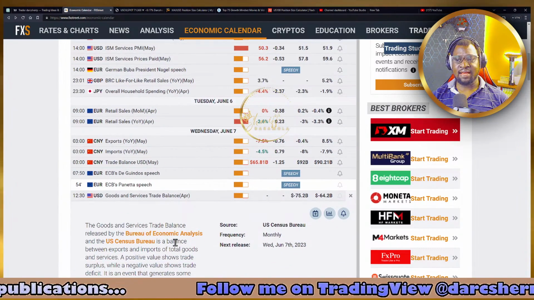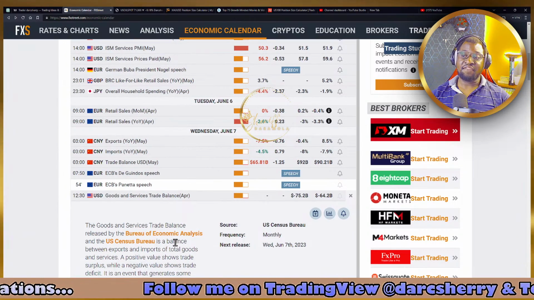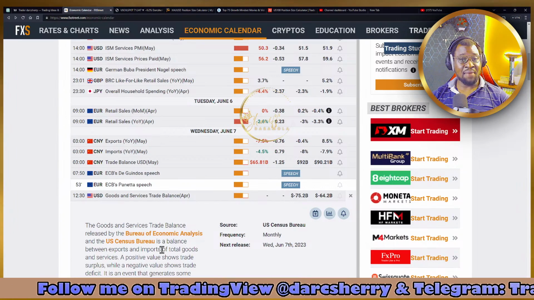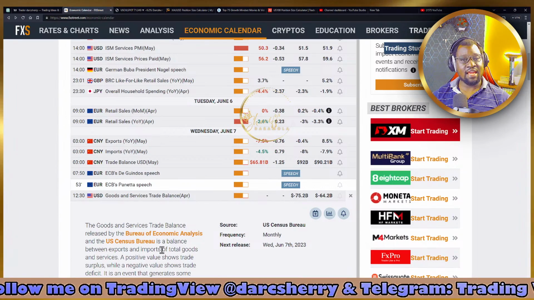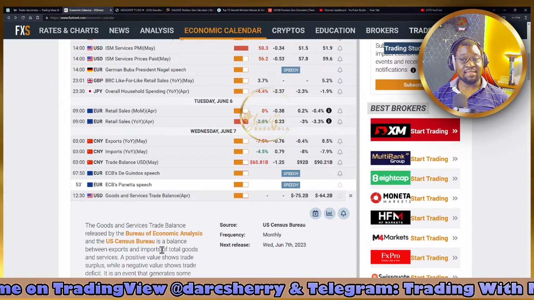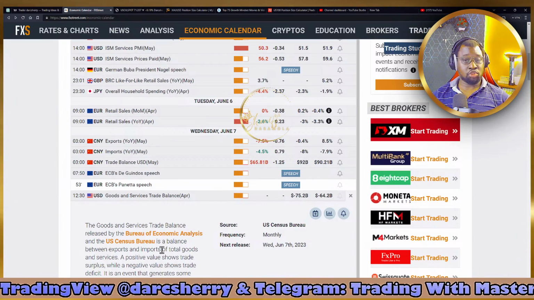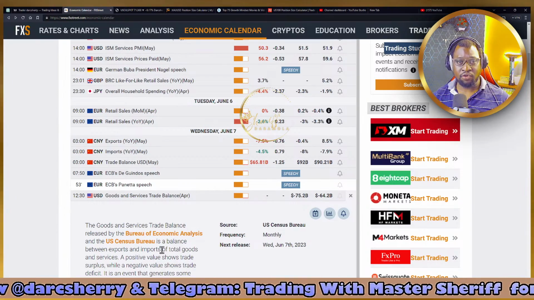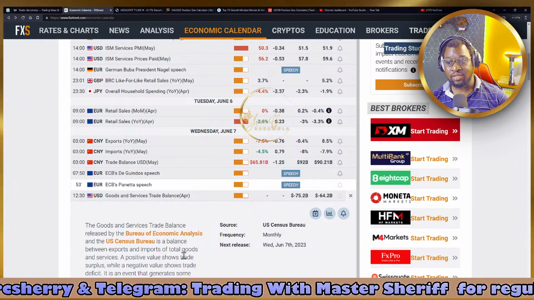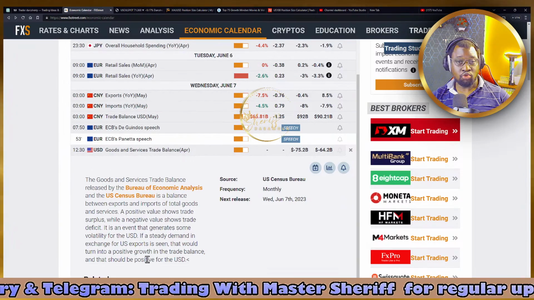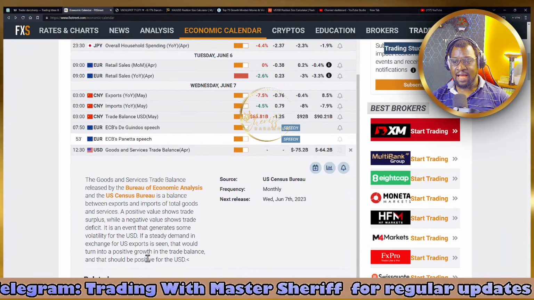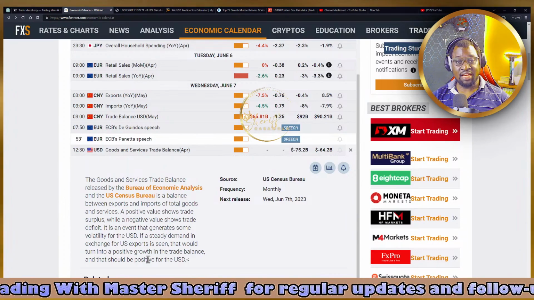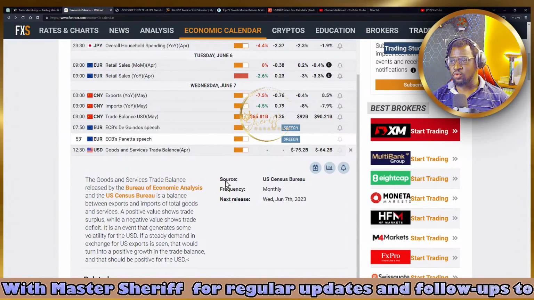And this index is released by the Bureau of Economic Analysis and the US Census Bureau. So it is a balance between the exports and the imports of the total goods and services. So a positive value shows a sign of surplus, that is, there is a higher demand for the dollar, which is something positive that we are going to be looking forward to favor the dollar for today. And if there is a drop, then definitely there is a reduced trading activity or exchange for the US dollar.